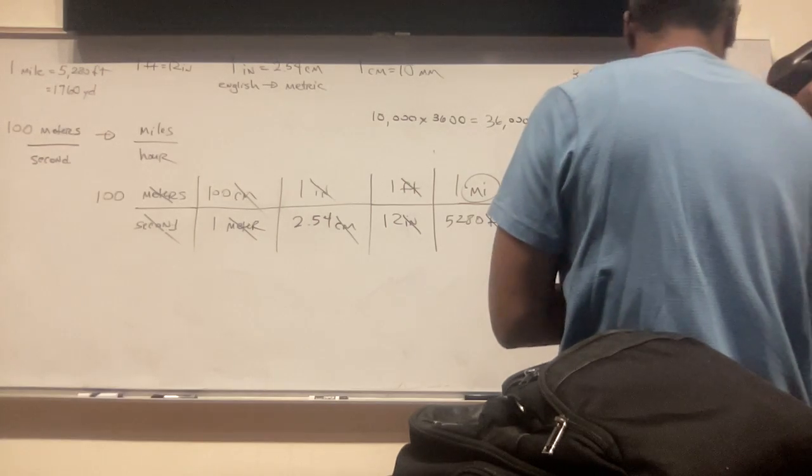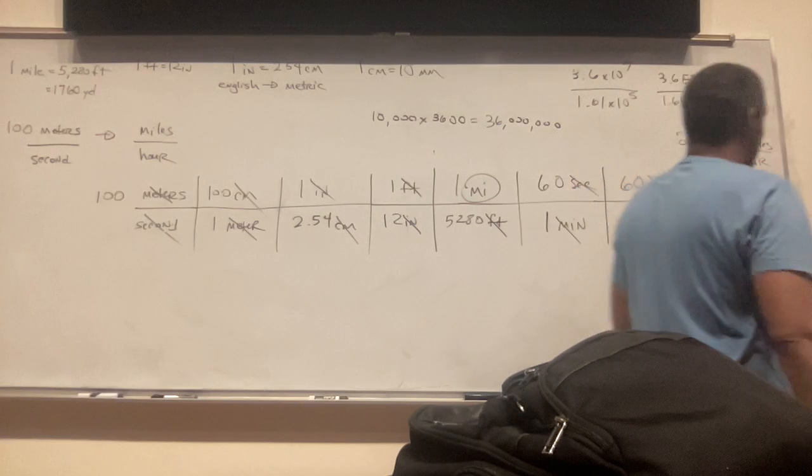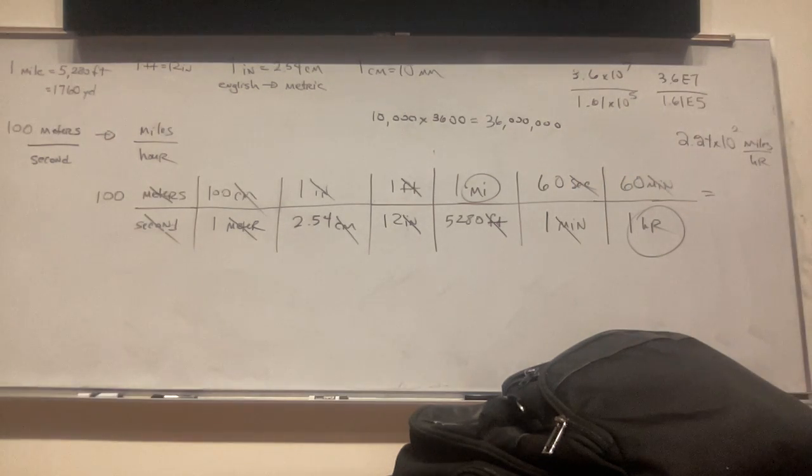This is the answer: 2.23 times 10 to the 2. So whoever said this is it. 223 miles an hour. That's why I suggest that you have that kind of calculator, because the reason why everybody's getting different answers is because people are breaking it up differently, and we're violating the order of operations.